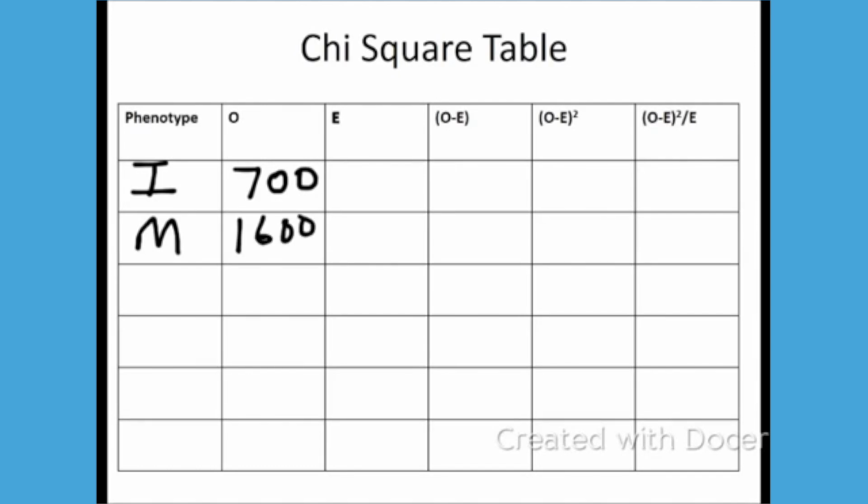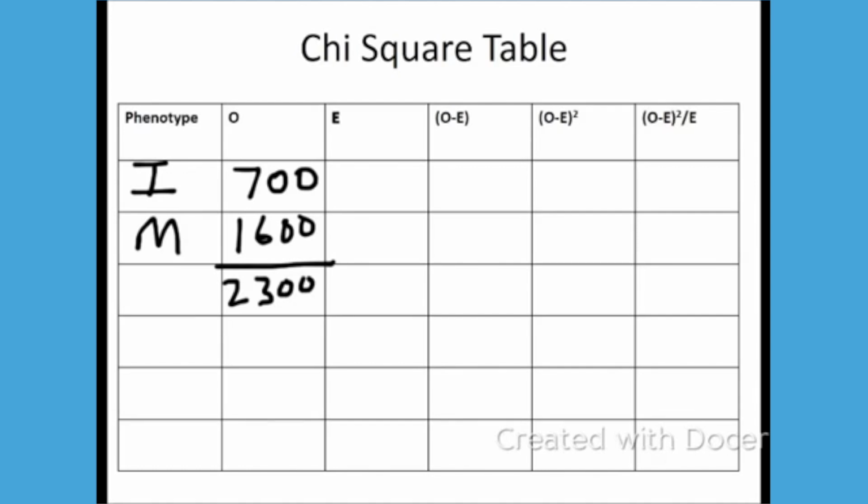in mitosis. Now again, what bothers people is how do you get these expected numbers? The stem of the problem told us that normal cells not treated with lectin, 90% of the cells were in interphase and 10% were in mitosis. So we're going to add up the total number of observed cells. 700 plus 1600 get 2300.